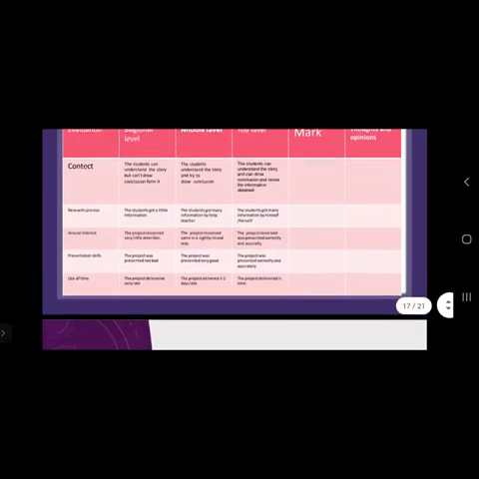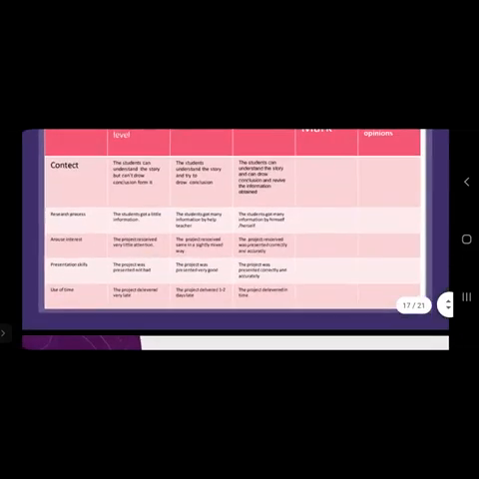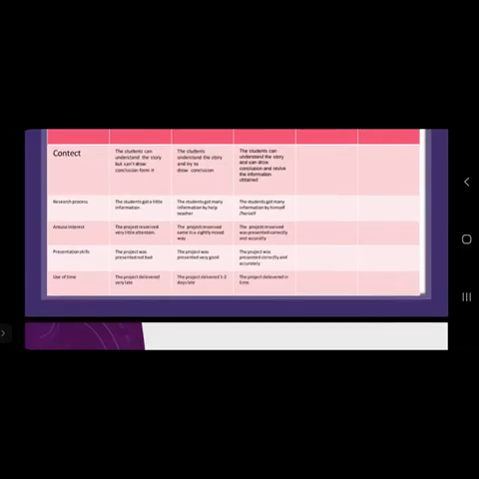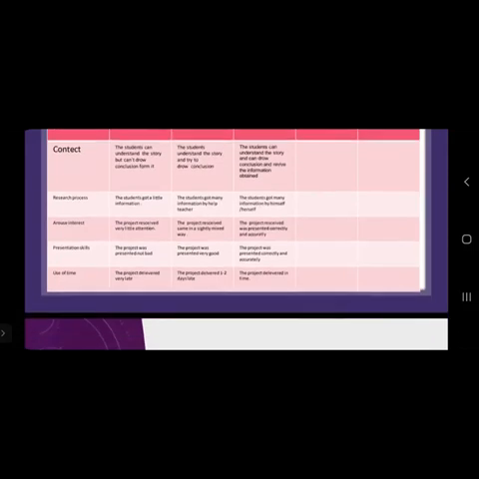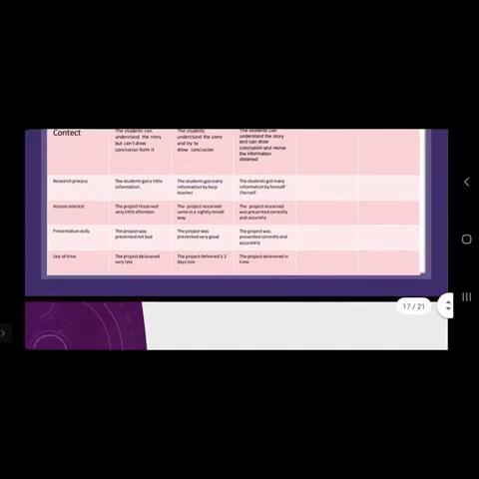In the research process, the student got a little information. The student got a lot of information with the help of the teacher. That is middle level. And at top level, the student got a lot of information by himself or herself. Aroused interest: the project received very little attention. The project received some attention in a slightly mixed way. The project was received well and presented correctly and accordingly, and they loved it. Presentation skills: the project was presented not badly. The project was presented very well, and at top level the project was presented correctly and accordingly.